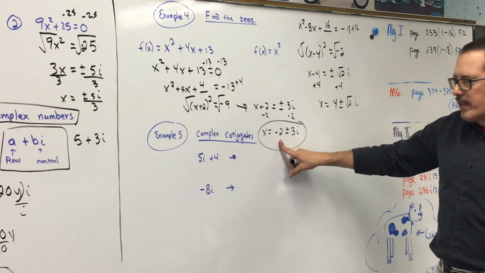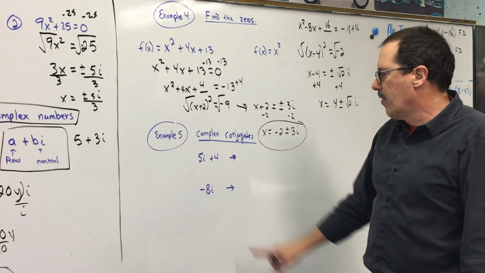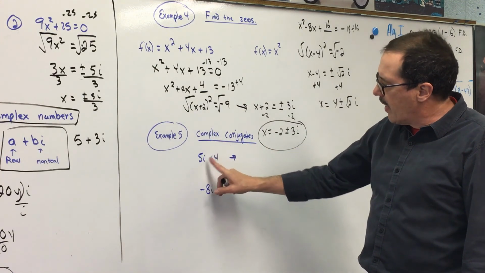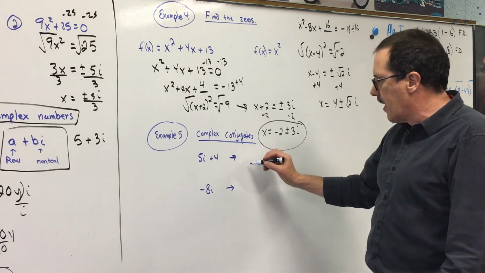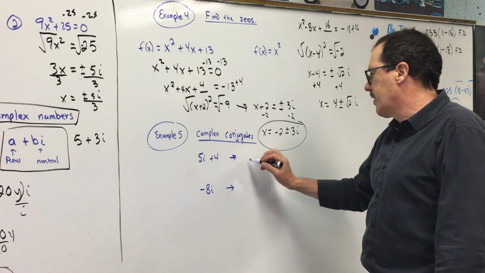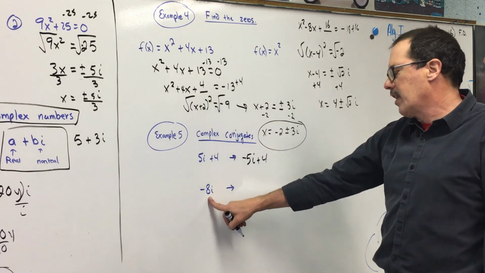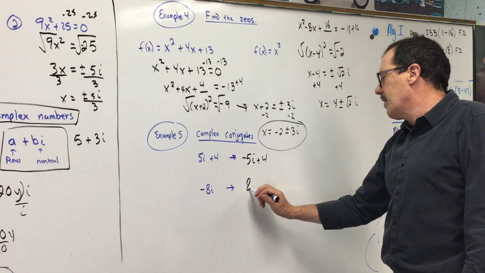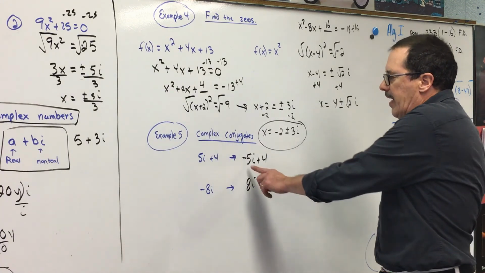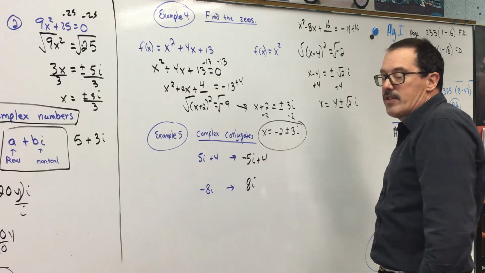Okay, last one is really simple. Complex conjugates. All you do is take the opposite of the 5i here. So the conjugate would be, I'm just going to write it this way, I think the book does it the other way, it would be negative 5i plus 4. And negative 8i, the conjugate, would just be 8i. You just take the opposite sign of whatever the i is. That's how simple it is.